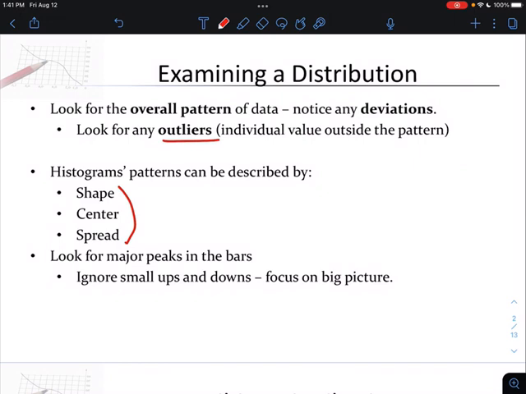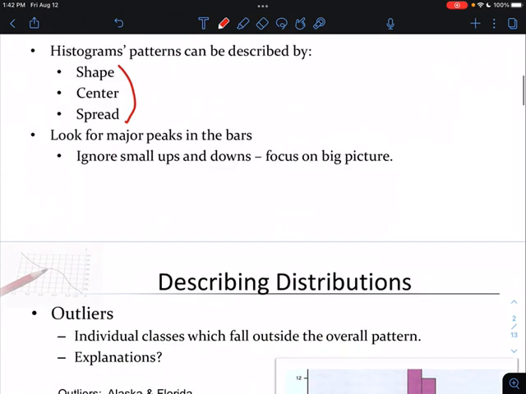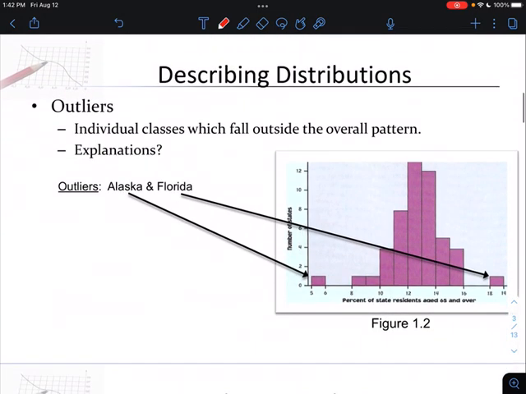So we're always looking for major peaks in the bars. We're ignoring small ups and downs, focusing on the big picture. So we want to know what the overall pattern looks like, versus some slight ups and downs throughout that could be irrelevant to the overall scheme of things. So when we look at outliers, those are classes or individuals that fall outside of the overall pattern.